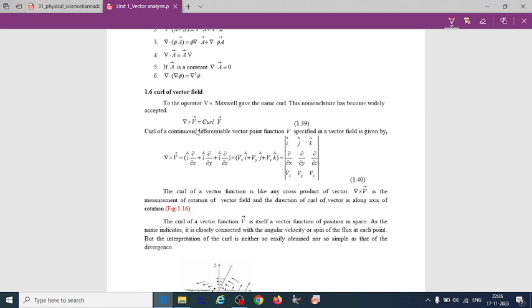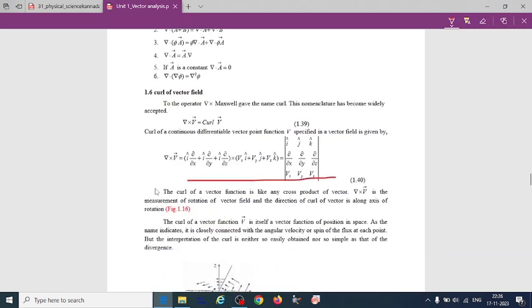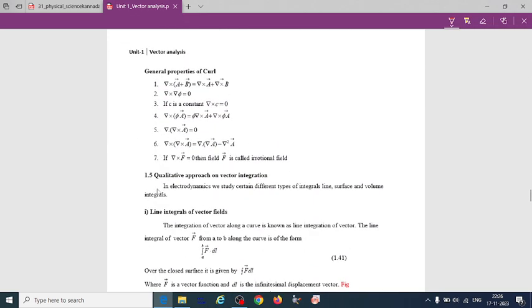Curl of a vector field, del cross v. How do we write curl, that is del cross v? We can represent it in terms of a determinant like this: i j k, dou by dou x, dou by dou y, dou by dou z, and the components. Curl, gradient and divergence are very important, related to vector algebra and vector calculus. General properties of curl are very important, and you should remember them.